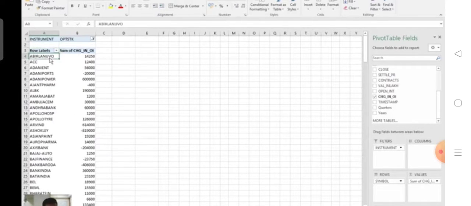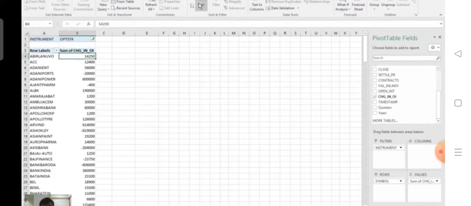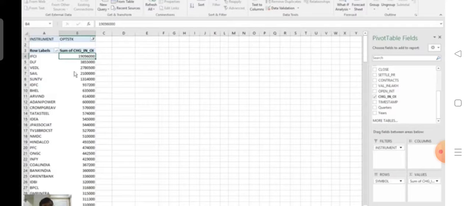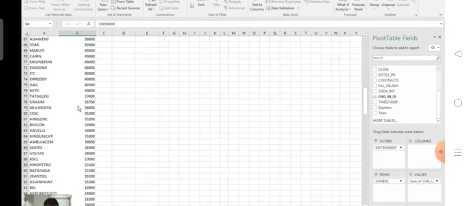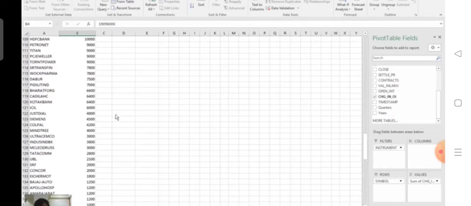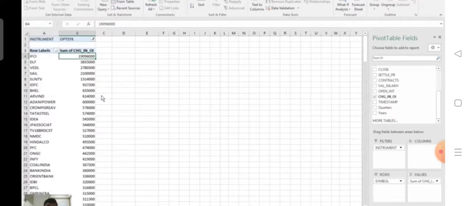So if you want to see which stock has seen maximum change in open interest, so you just select this, largest to smallest. So this is maximum increase in open interest, and this is the maximum decrease in open interest. And if you want to see in value terms, in absolute crore terms, what has been the maximum increase or decrease, you can just multiply this with price and you can get the value terms, right?